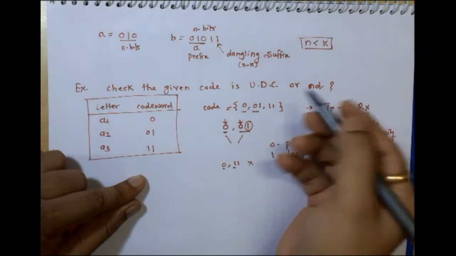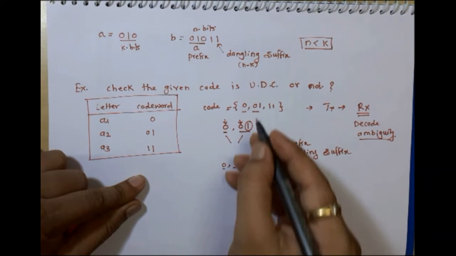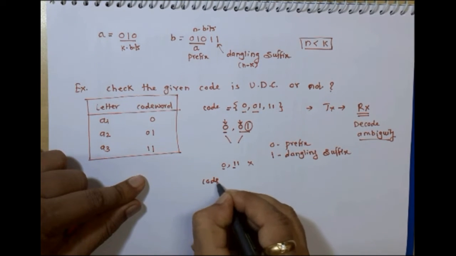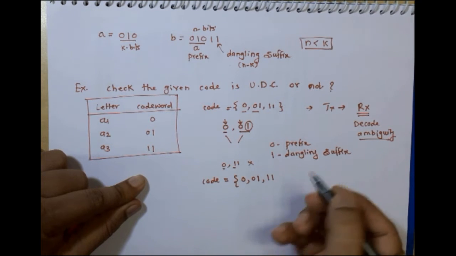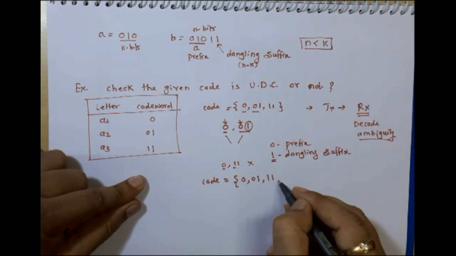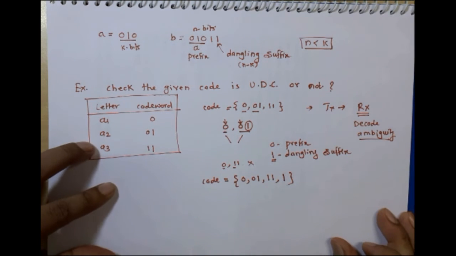So we can start with another bit. So here we stop. And then we'll write the code as 0 0 1 1 1 and we'll add the dangling suffix. So what is my dangling suffix? 1. So this new code has also come to me.